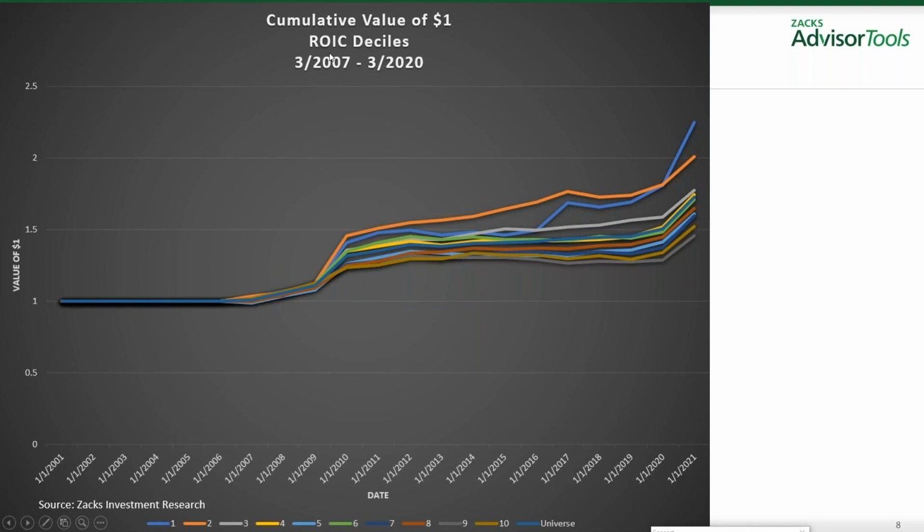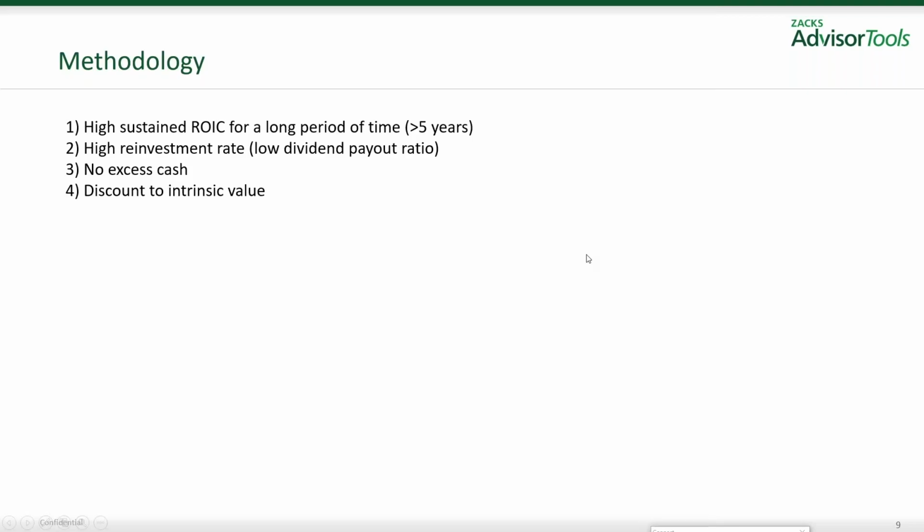So even without doing any qualitative analysis, any valuation analysis, any other overlays, you can see that ROIC does add additional value as a spread from the long and short side. So let's put this to practice.